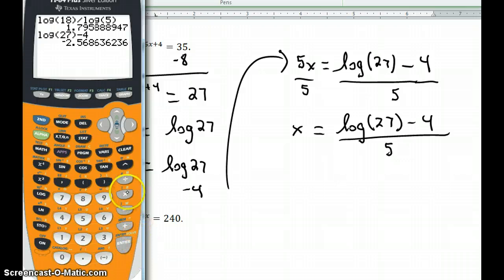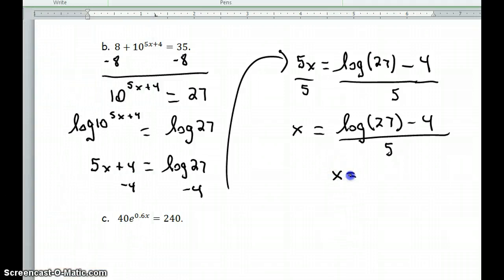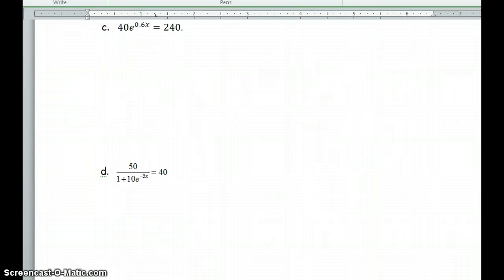Hit enter and then just real quick divide by 5 at the end. So I would do it like that. And you get, as an approximate, x equals negative 0.51. So exact, approximate.